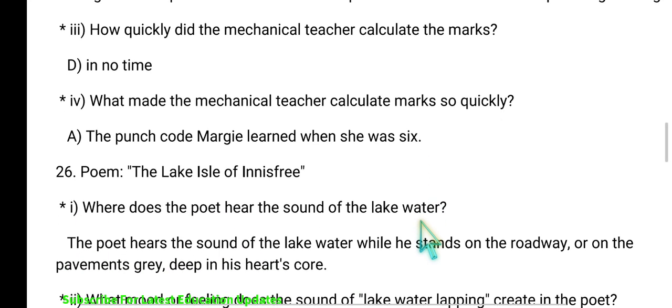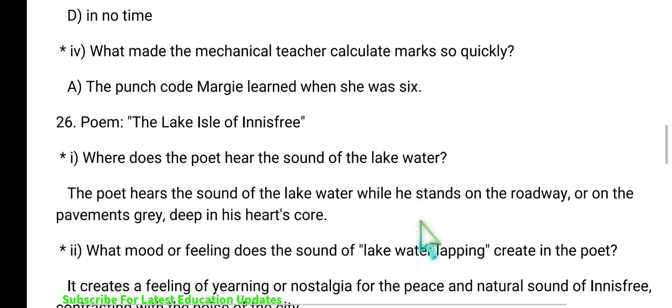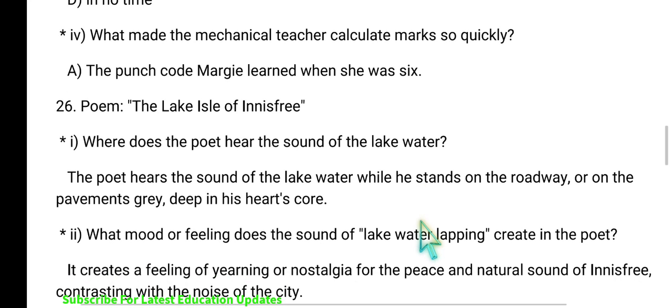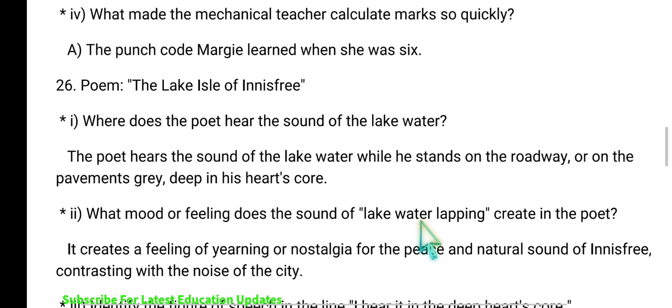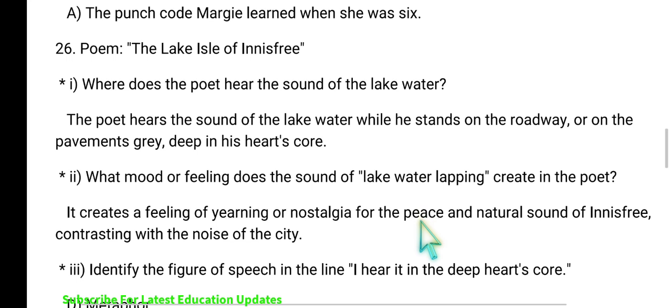Next one, 26th. The lake I love in is free. Where does the poet hear the sound of the lake water? The poet hears the sound of the lake water while he stands on the roadway or on the pavement's grey, deep in his heart's core. Right? So it is not directly available, but can be deduced from the poem analysis. But I hear it in the deep heart's core. The last line of the stanza can be picked up as the answer.